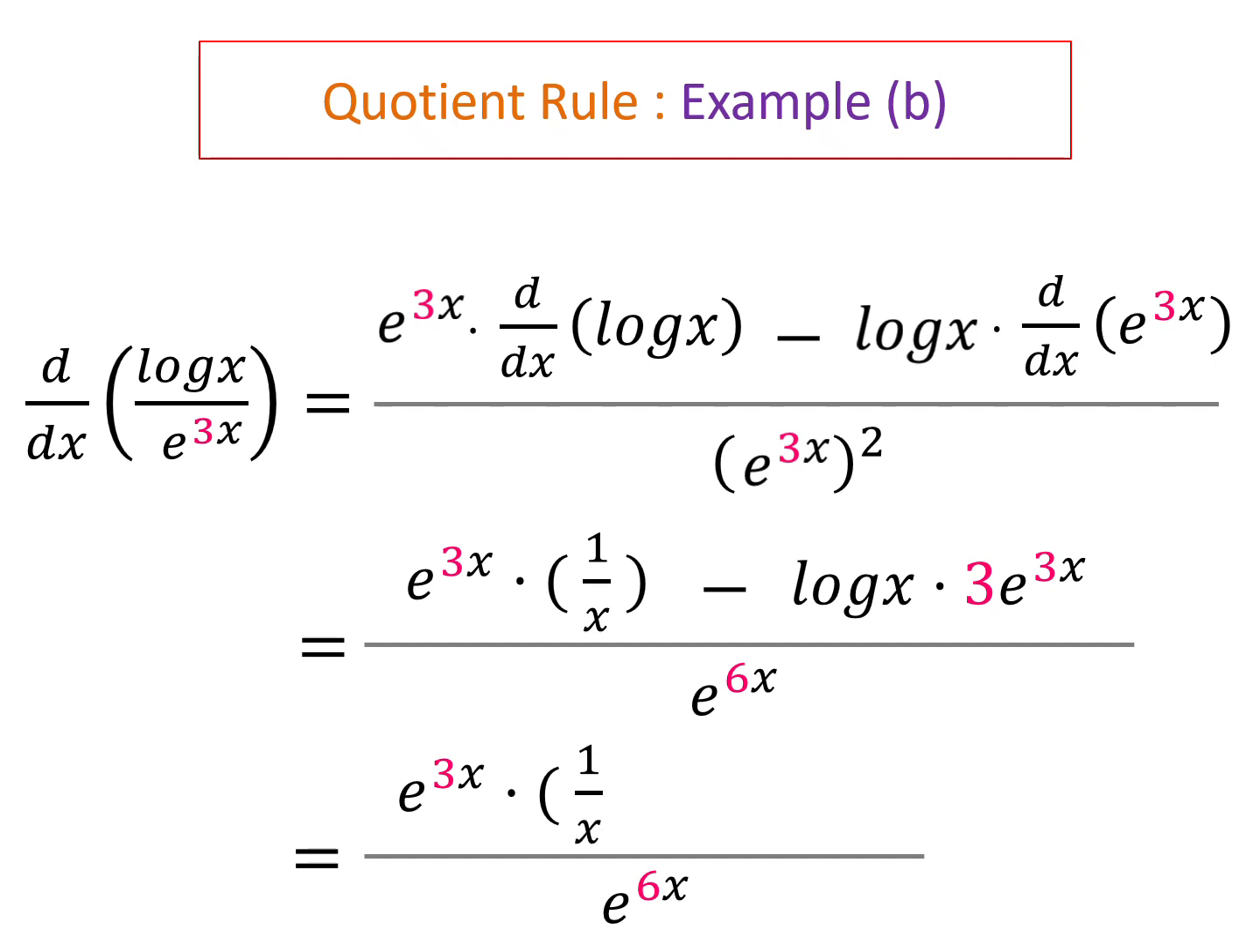So I just simplified to some extent. Here also it can be further simplified, cancelling e to the power 3x with e to the power 6x. So in denominator it will be e to the power 3x. This is simple indices.